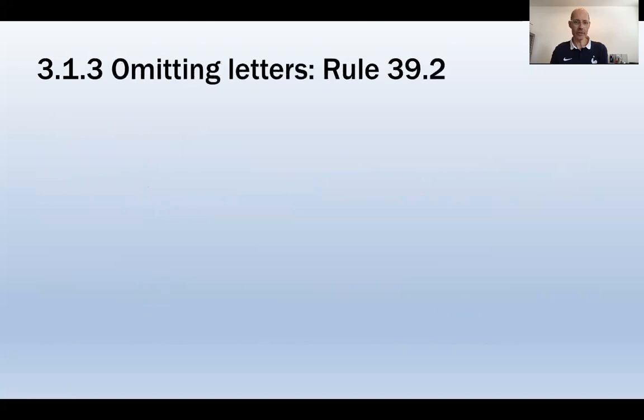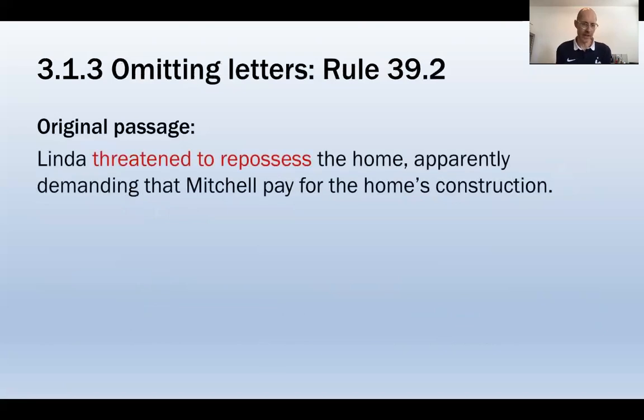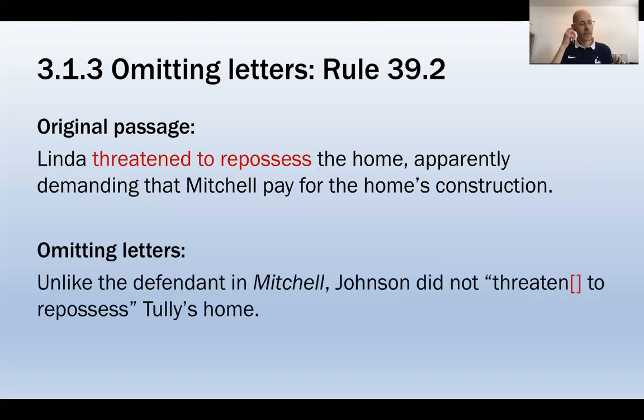If you're omitting letters, that omission needs to be indicated with brackets. So let's say this is the original passage from the source, and we just want to quote the phrase "threatened to repossess." But the way we're integrating that quotation into our sentence requires us to get rid of the "ed" at the end of "threatened" and make it just "threaten." This is what it would look like.